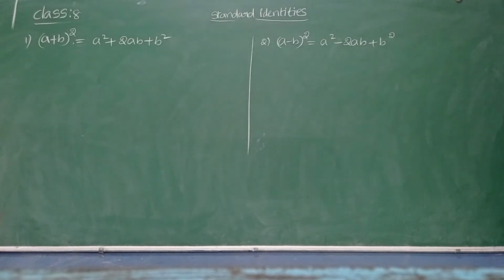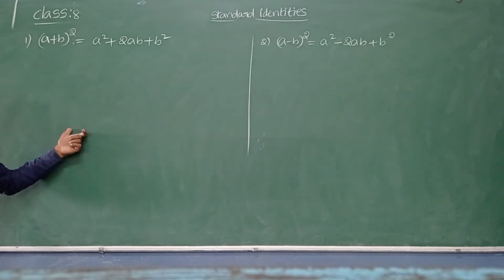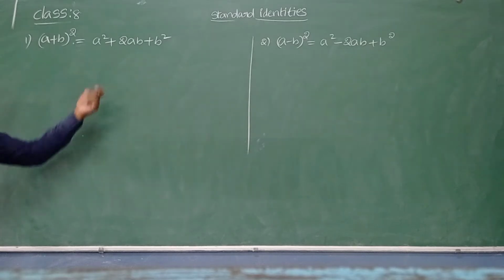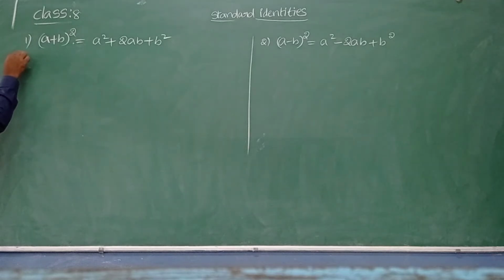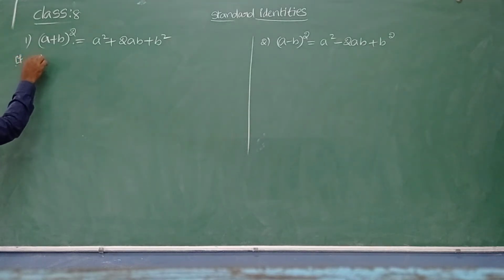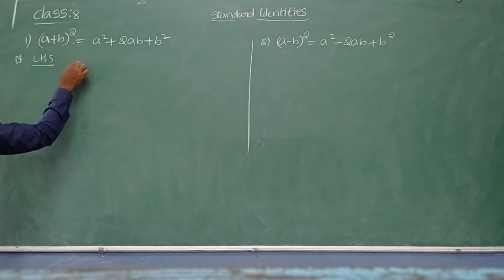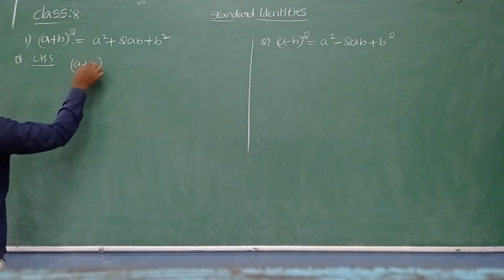Let's derive the proof by taking the LHS. Let us take the LHS, simplify it, and the result should be exactly the RHS. Now let's see the proof of this product. First, let me go with the LHS part, the left hand side part. What is the left hand side part here? (a plus b) whole square.